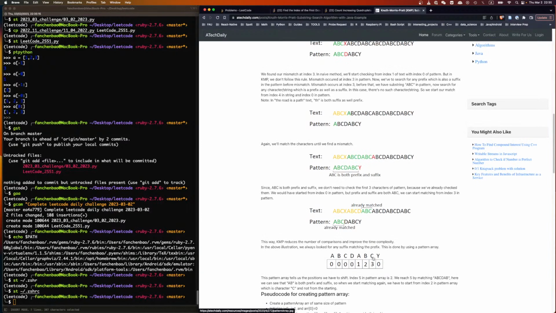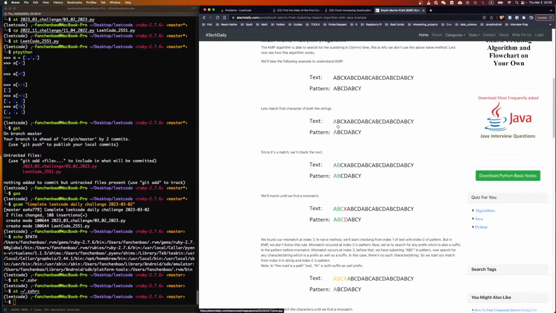Once I build a pattern, how do we match? We will match one by one, right? When we have the first mismatch, yes, but now we know these 3 match. Now we search for any prefix which is also a suffix.